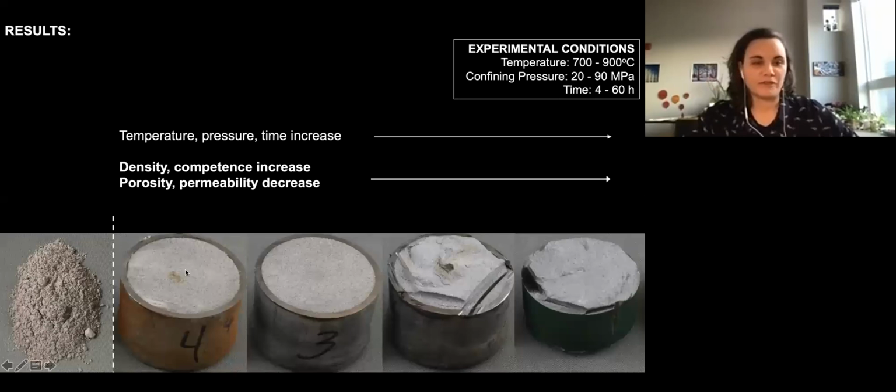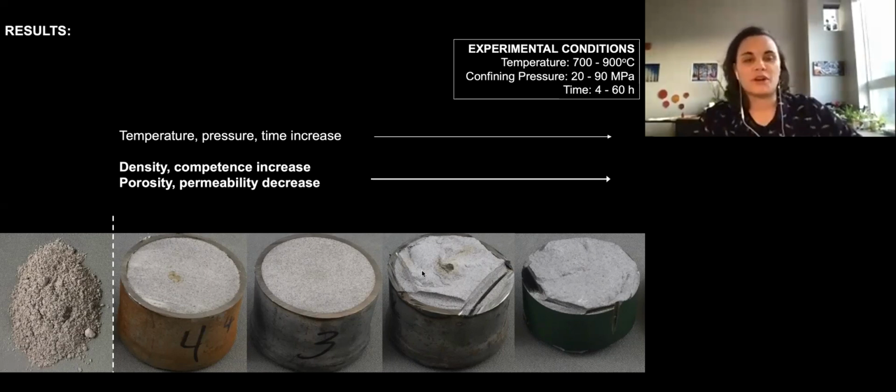I have here a couple of images. Over here on the left is my starting material, again, a rock powder. And then I have 4 of my experimental products here. They're arranged in terms of increasing temperature, pressure, and time, increasing experimental conditions. And you can see the actual range of experimental conditions up here on the right. But what you also see is that the experimental conditions are correlated with increasing density and material competence and decreasing porosity and permeability as we move from number 4 over here over to number 1. It's lost its label there.